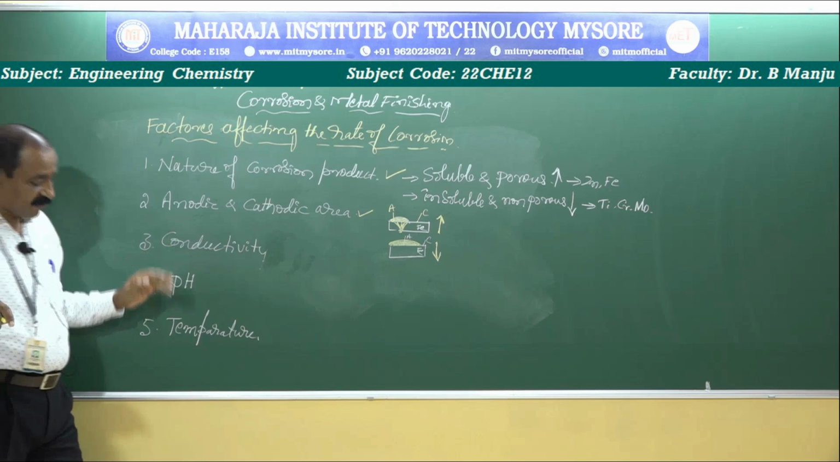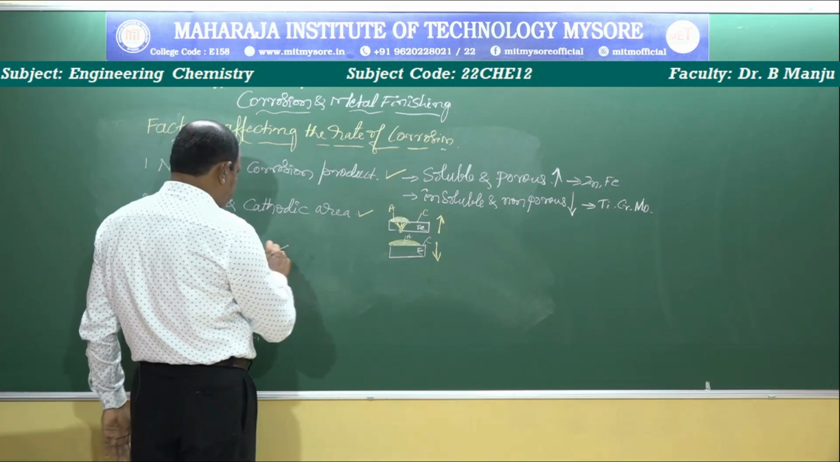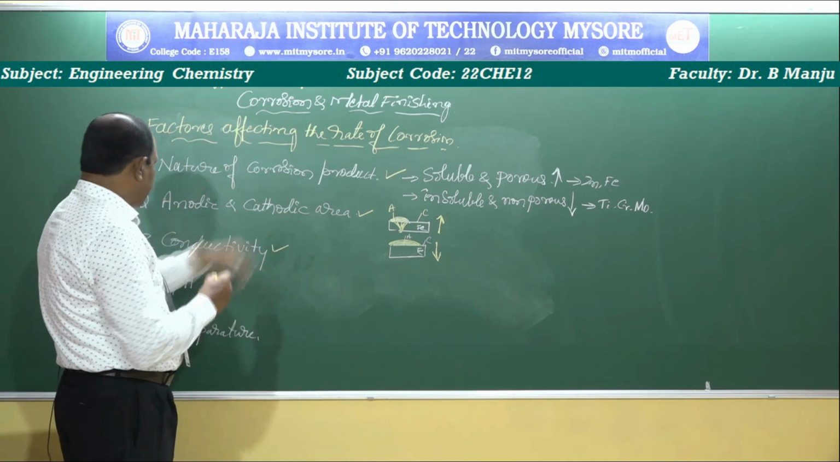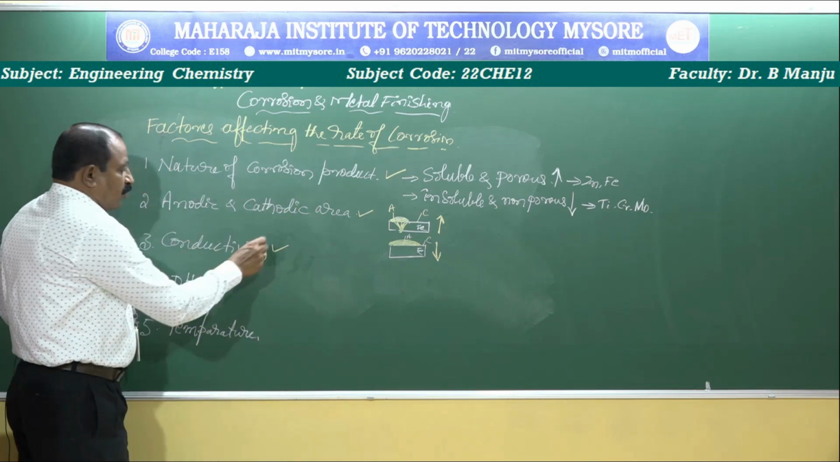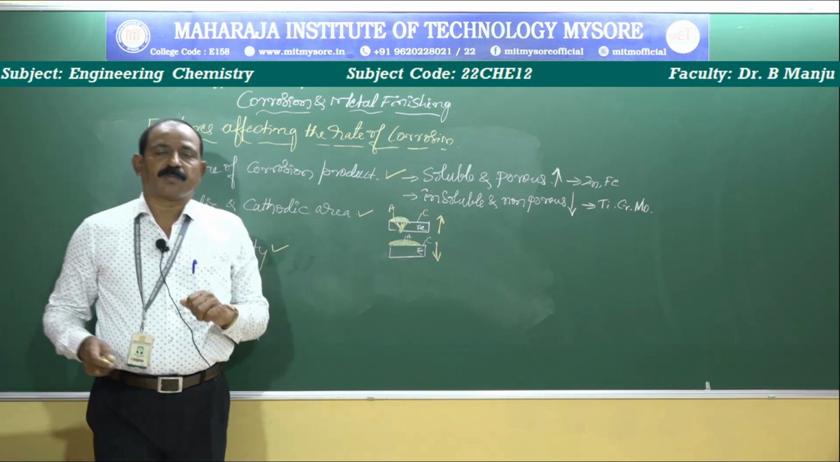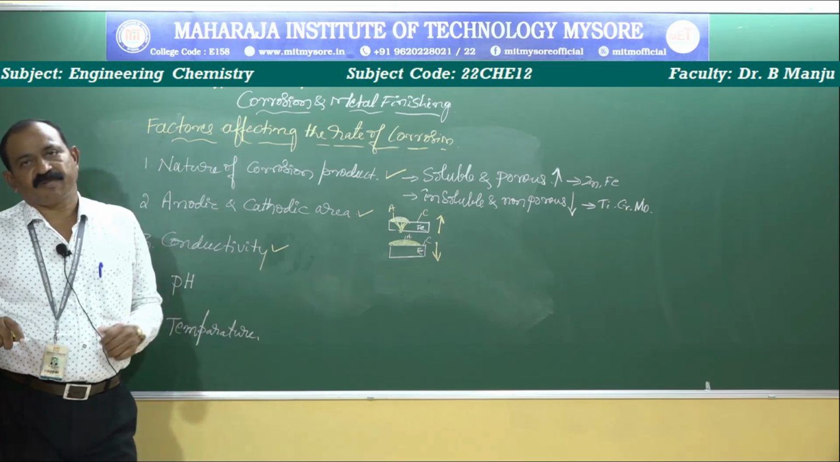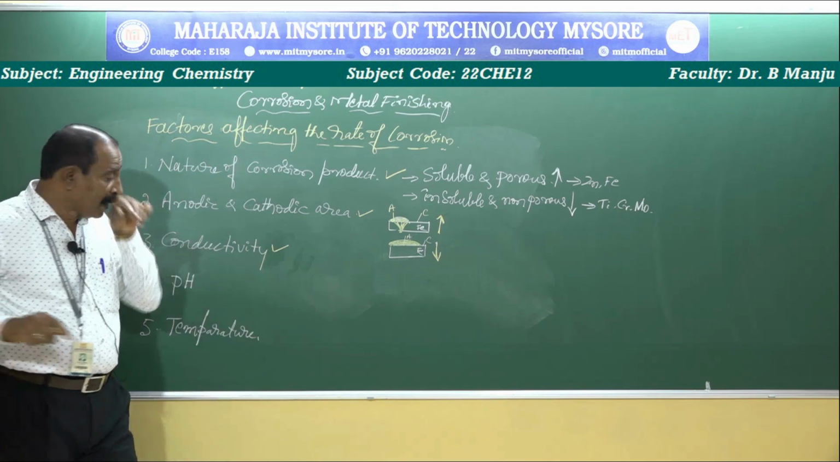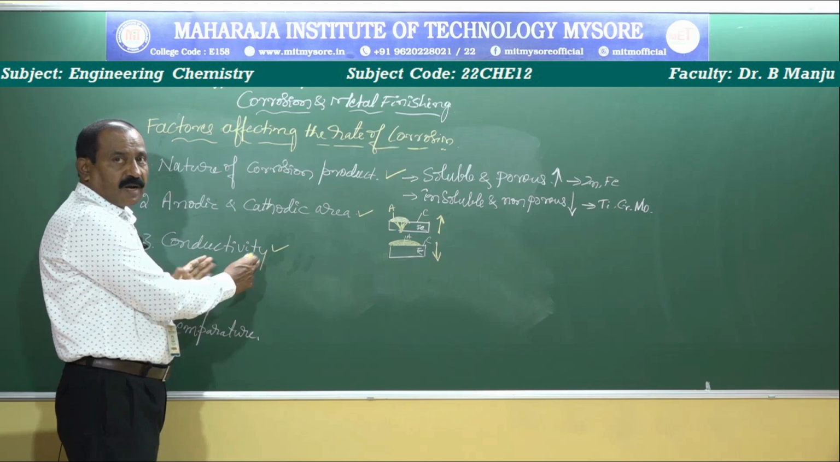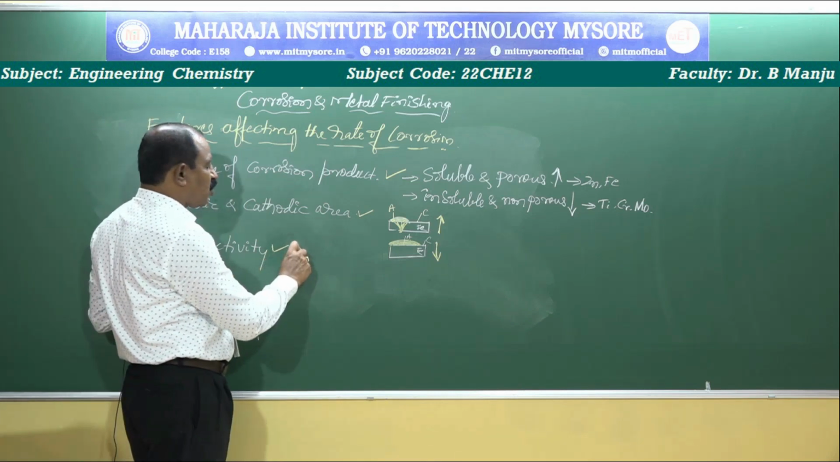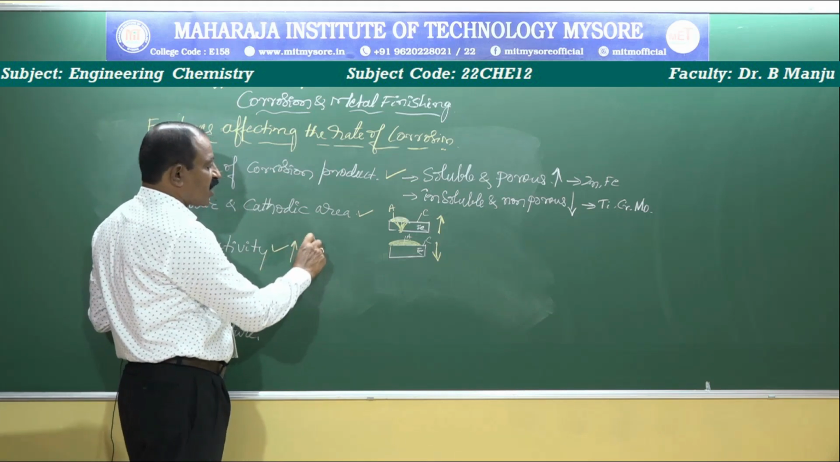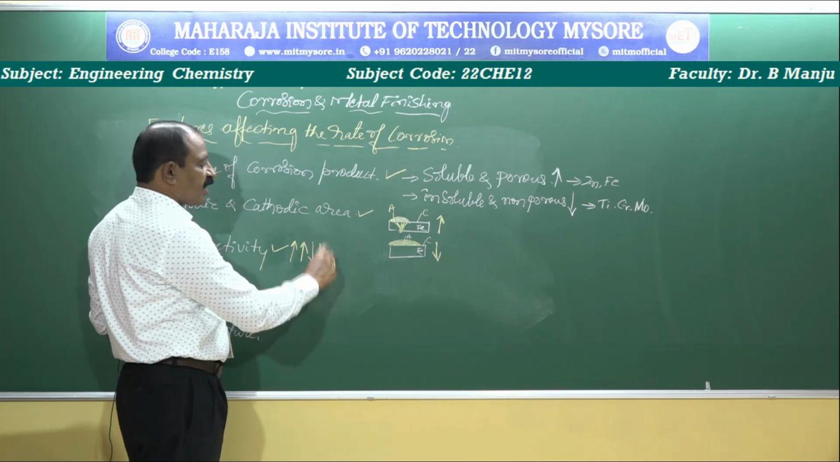Then I come to conductivity. Now I will take up this conductivity. What is meant by conductivity? Conductivity, or conductance, is the reciprocal of resistance. Now, if conductivity is more, the rate of corrosion is also more. If conductivity is less, the rate of corrosion is less.